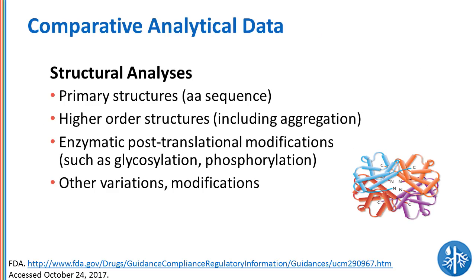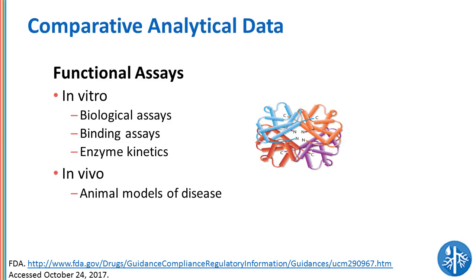So here's a slide showing you some of the comparative analytical data. You've got the structure analysis, the primary sequence, the amino acid sequence. As we know, these molecules are very complex, so the higher order structure, including aggregation. There are post-translational modifications, glycosylation, phosphorylation. These are biochemical processes and other variations, modifications. That's analyzed very carefully. And then there is structure, of course, but there has to be function.